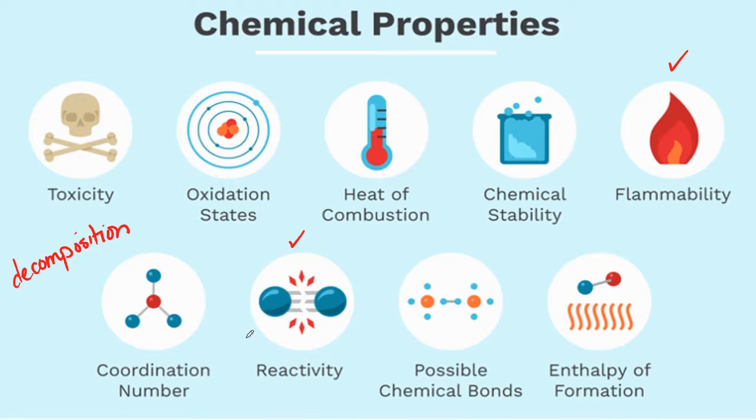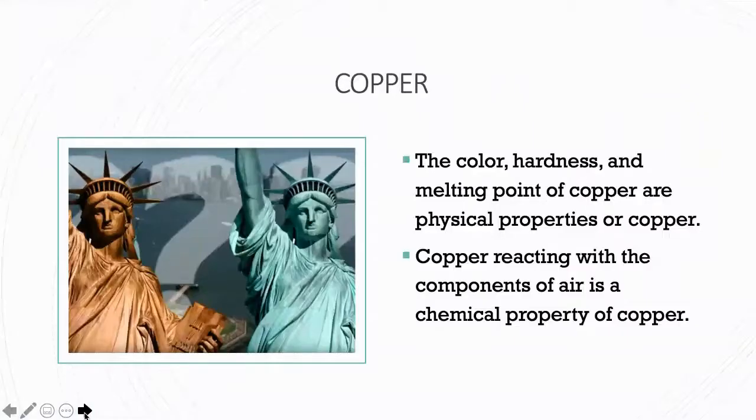But there are some others here. Some of them you're not going to understand yet because they actually have to do with reacting. So enthalpy of formation, chemical bonds, coordination number, chemical stability, oxidation states. These all have to do with reaction. So these are not going to be on your test. If that helps you, you just don't understand these yet. Another one you might see though would be toxicity. Toxicity is a chemical property, whether something is toxic or not.